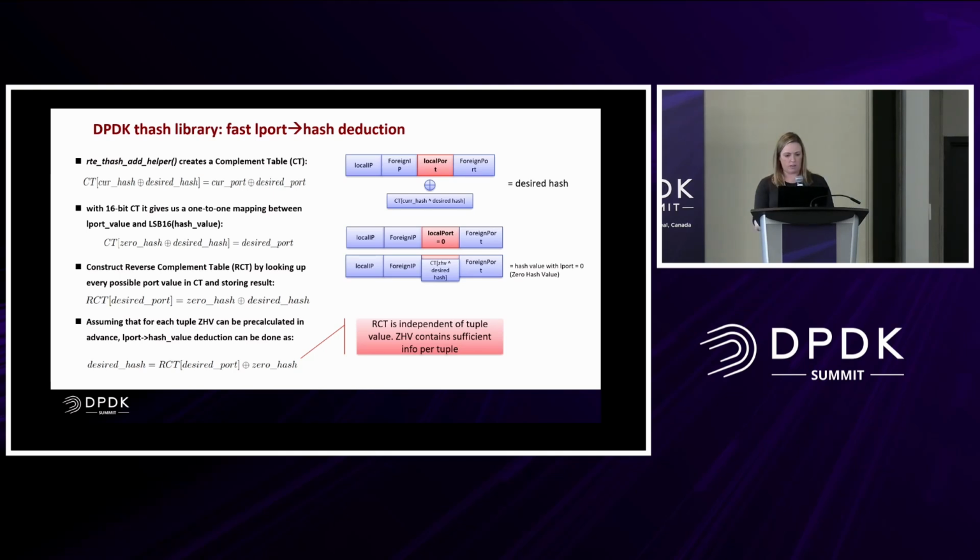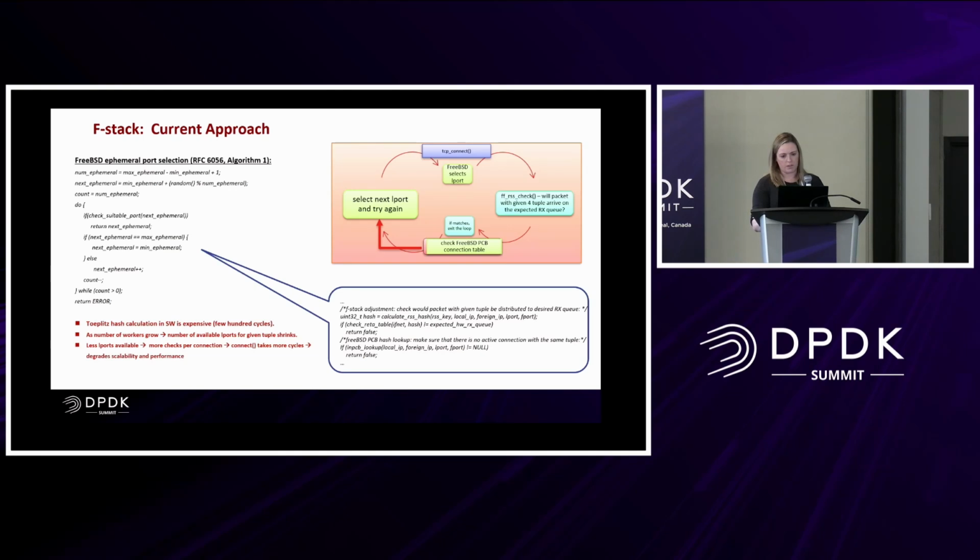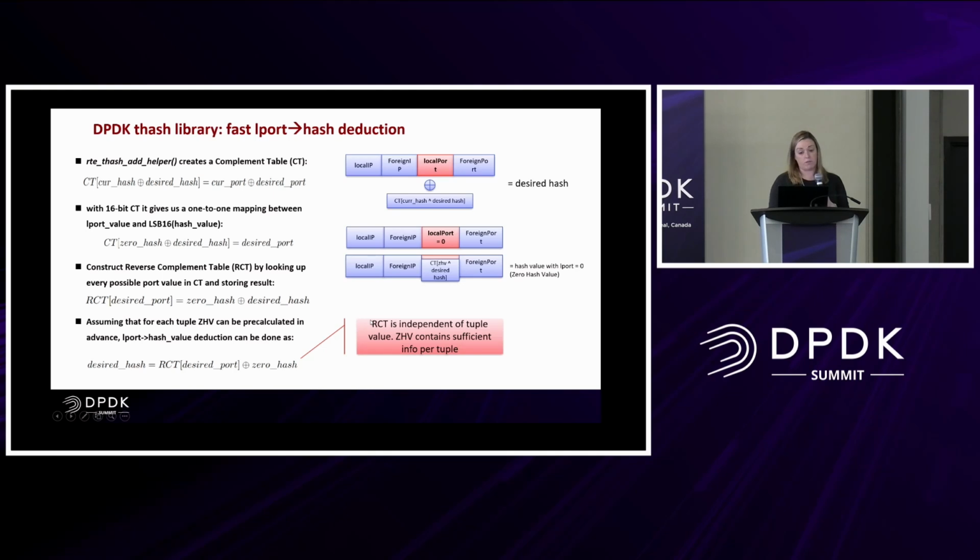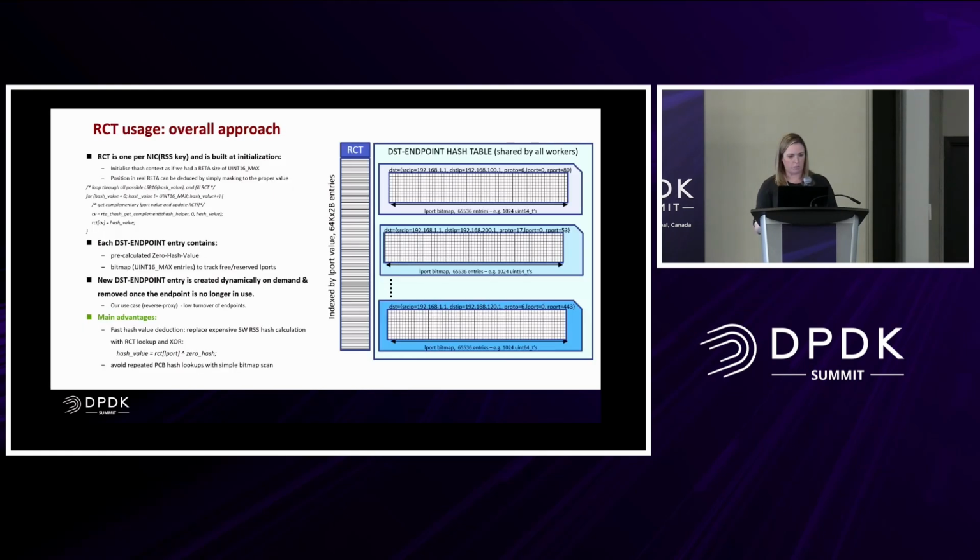Okay, so what that does is, as I said previously, one of the problems we had was that the software calculation of the Toeplitz hash actually takes a while. By itself, it's quite a lot of cycles. So here we can get a really quick route from L port, or from full tuple I guess, to hash in just this lookup and XOR.